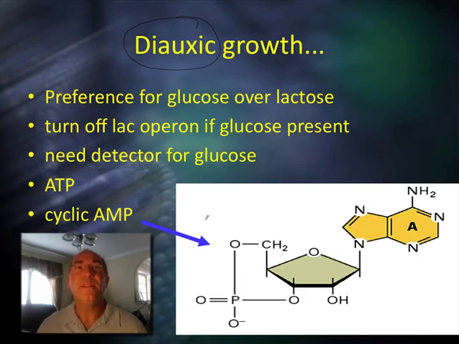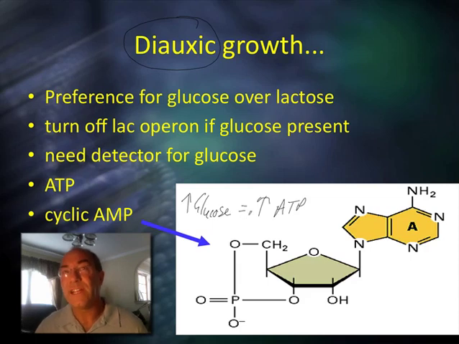Now you probably know that if you have high levels of glucose, then that means high levels of ATP, because glucose goes through the glycolysis and Krebs cycles and electron transport chains to make high levels of adenosine triphosphate. What this also means, though, is that you get low levels of something called cyclic AMP, which is the breakdown product of ATP. So ATP and cyclic AMP are inverse to each other. If you have high of one, you have low of the other. And here's a diagram of cyclic AMP.